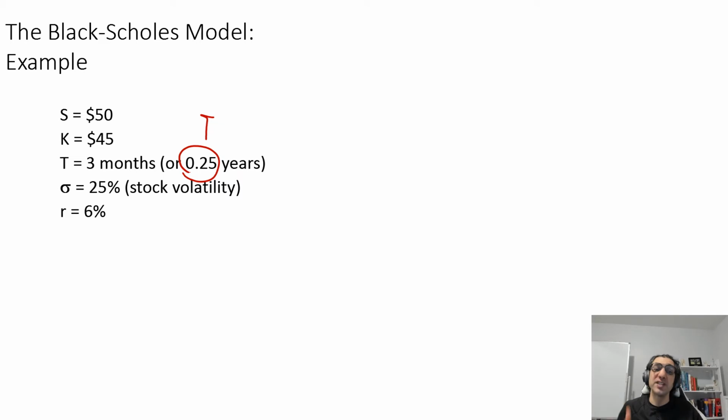If, for example, it was 6 months, what is your T? Yes, you're right. The T should be 0.5, or half a year. And sigma is the standard deviation, which you use to measure the volatility, is 25% or 0.25, and the risk-free rate is 6%. Now, you have all the inputs. Based on this, you can calculate the value of your option.